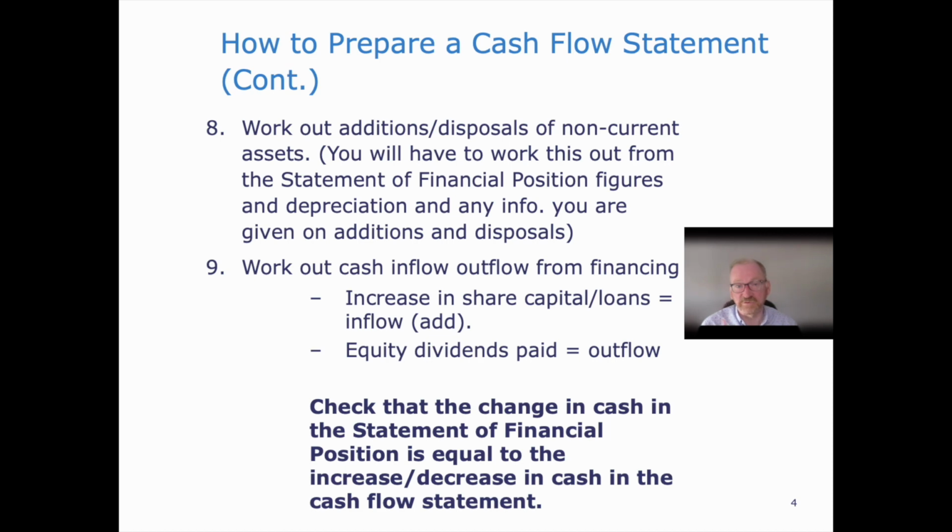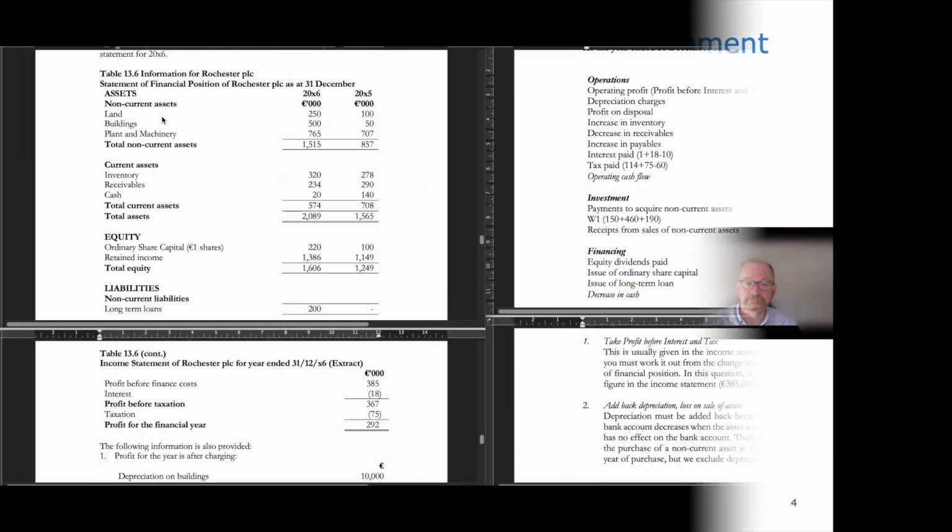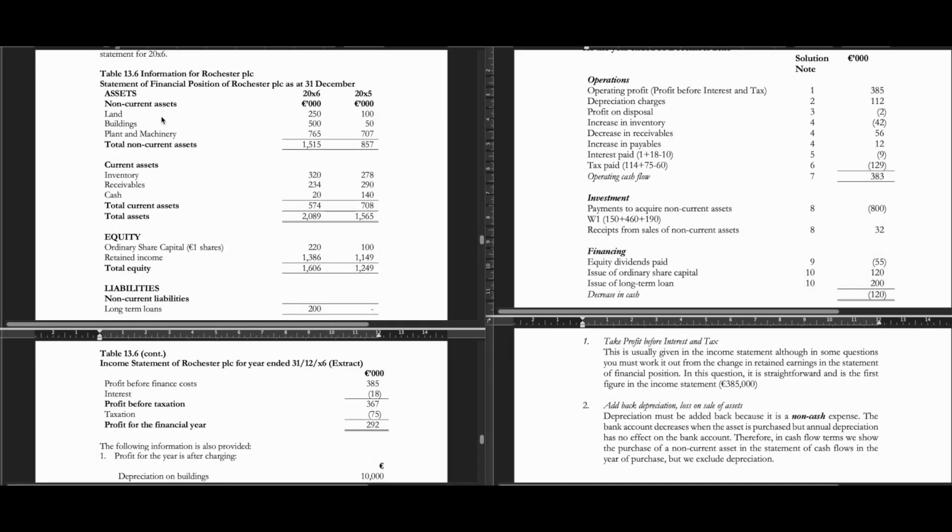We're now going to move on to an example where we will go through these 9 steps for a particular company called Rochester PLC. Go through preparing a cash flow statement for this company, Rochester PLC. This is an example from chapter 13 of the book.